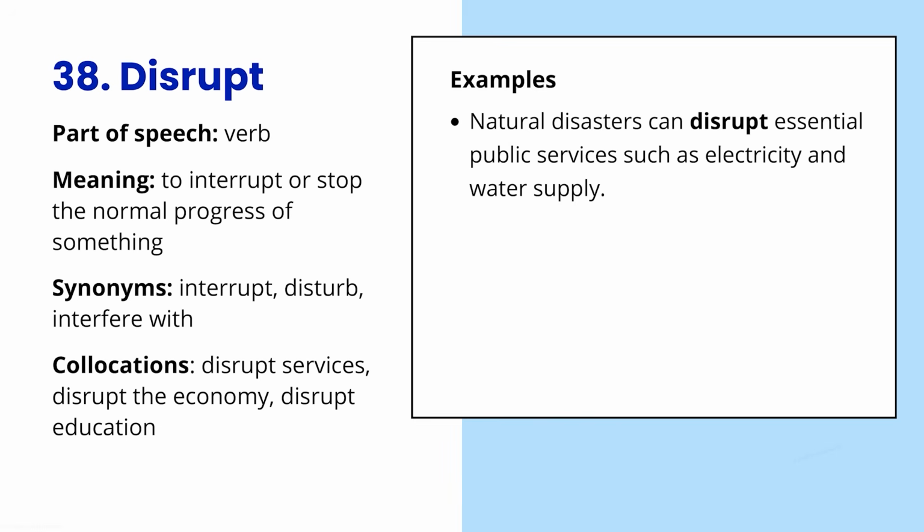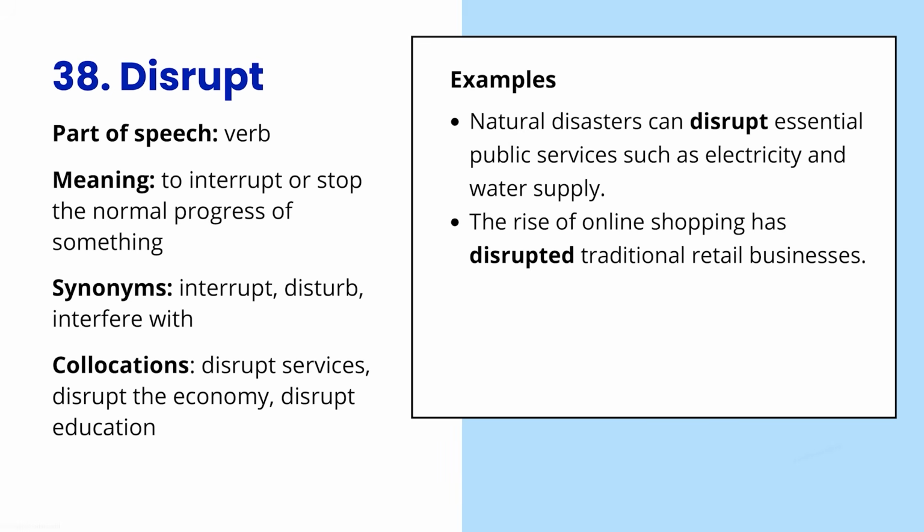Disrupt education. Natural disasters can disrupt essential public services such as electricity and water supply. The rise of online shopping has disrupted traditional retail businesses. So because now we have online shopping, well, this has changed or interrupted the normal progress of traditional shops because most people are choosing to shop online now instead of actually going to a shop. So disrupt is really useful when you want to describe how something stops or changes the normal way that things work. It's really good for essays about technology, education, or even the economy.